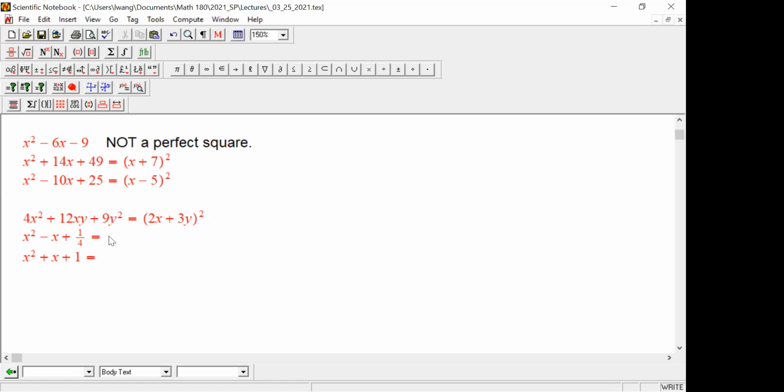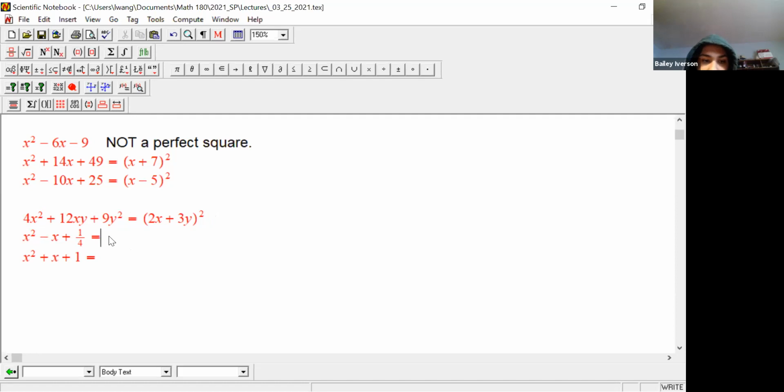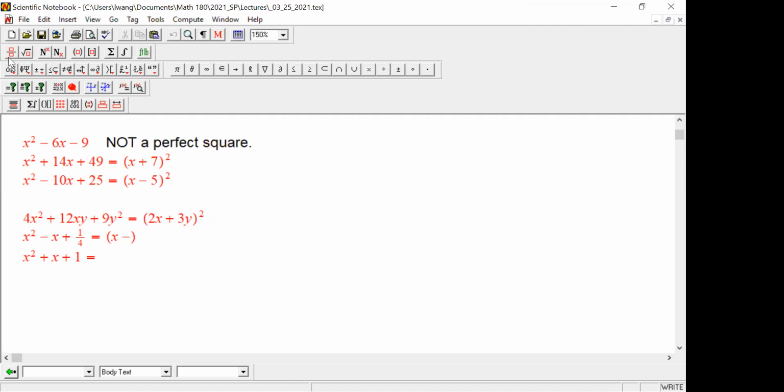Next one, x squared minus x plus a quarter. Is it x minus 1/2 squared? That's right. Very good. So can you share with us how you get it? You start to develop your own way to identify it, right?